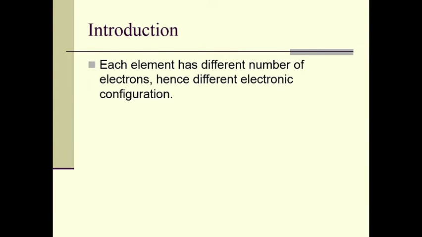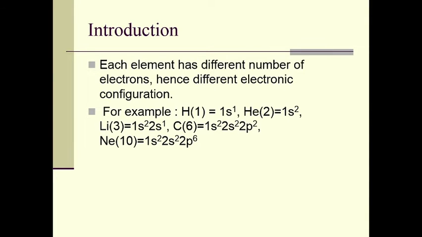Each element has a different number of electrons and hence a different electronic configuration. For example, for hydrogen we have the electronic configuration 1s1, right? For helium we have 1s2. For lithium, which has 3 electrons, we have 1s2, 2s1. Similarly, for carbon we have 6 electrons, so the electronic configuration is 1s2, 2s2, 2p2. We all know this electronic configuration, so I will not go into detail.